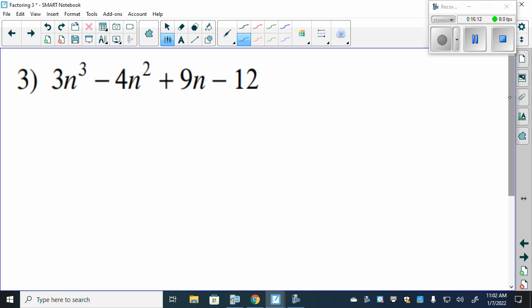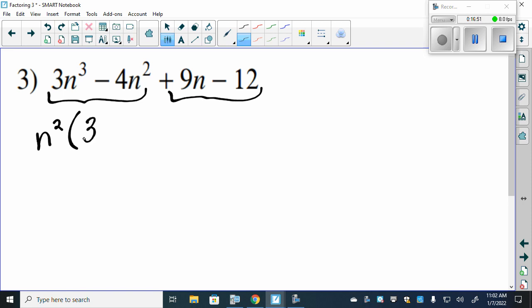So let's look at this one here. We can do the first two and second two. 3n cubed minus 4n squared plus 9n minus 12. Looking at the first two, what is the greatest common factor between 3n cubed minus 4n squared? N squared. Now if we factor this out, 3n cubed, and we factor out n squared, we're left with 3n, and then we would have minus 4.